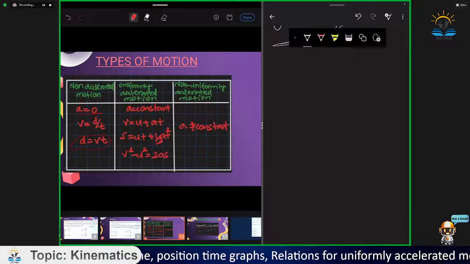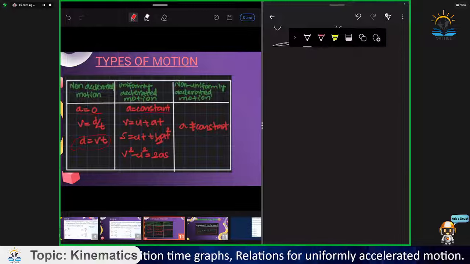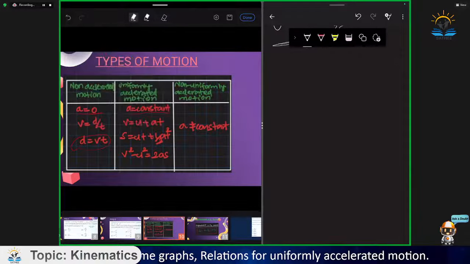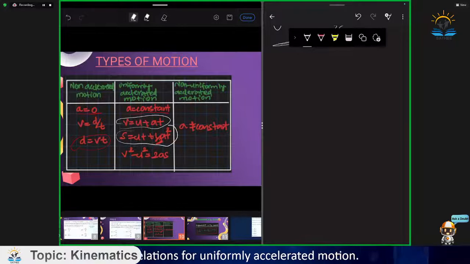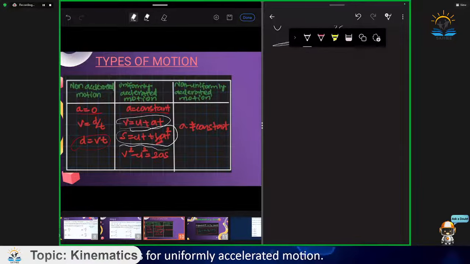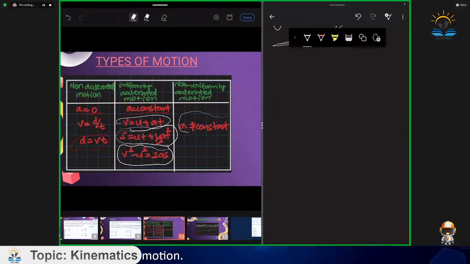Easy. If a is constant, we have three equations. v is equal to u plus at, s is equal to ut plus half at square, and v square minus u square is equal to 2as. And in non-uniformly accelerated motion, acceleration is not constant, so we have to use calculus here.